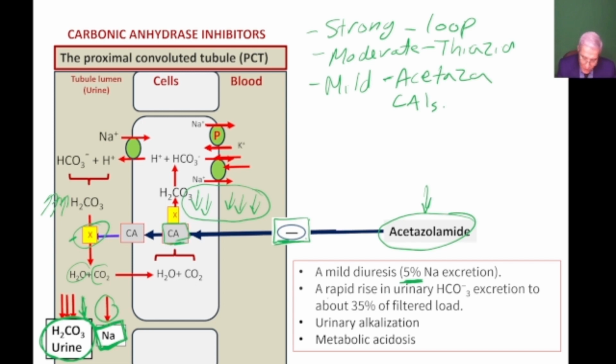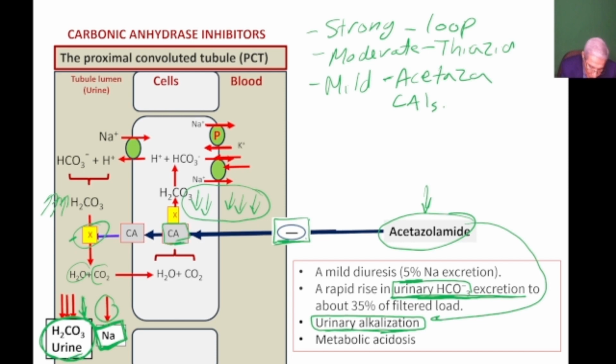This medication causes a rapid rise in urinary bicarbonate. Urinary bicarbonate will be increased. So we have increased urine bicarbonate. The result will be urinary alkalosis. You agree with this one? So when you prescribe acetazolamide, the result will be urinary alkalosis because we have an increased level of bicarbonate in the urine.